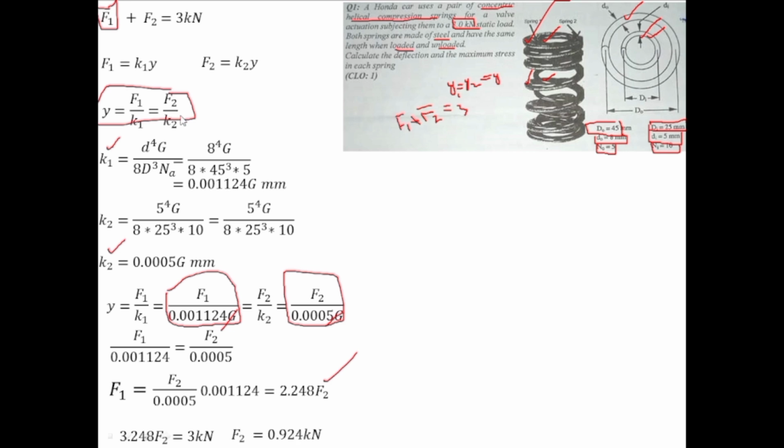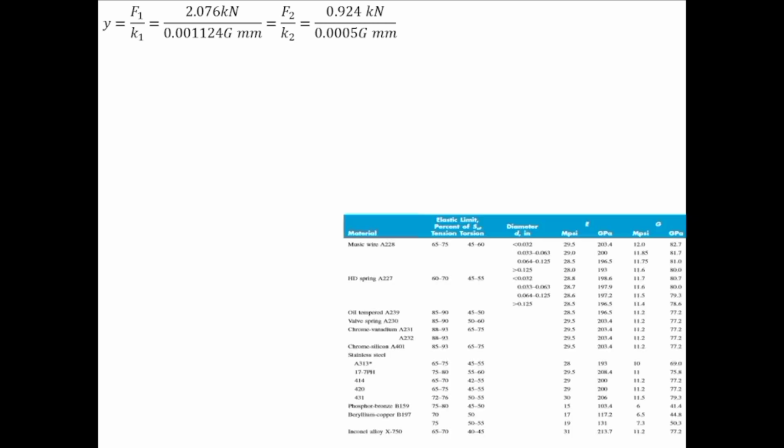So F2 will be equal to 0.924 kilonewton, and if you put this value in this equation, it will give you F1 equals 2.076 kilonewton. So y equals F1 divided by K1, where F1 is 2.076 and K1 is 0.001124 G, or it is also equal to F2 by K2, which is 0.924 divided by 0.0005 G millimeter cube. As you know, you can find the value of G from this table.